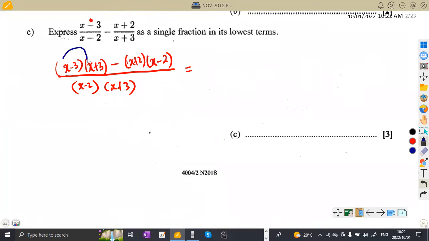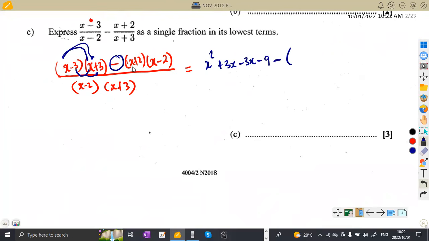So that is x by x here, which is going to give us x squared, then x by 3 here, which is going to give us plus 3x. We are done with x. We move on to minus 3 by x, that is minus 3x, minus 3 by plus 3, which is negative 9. We are done, but take note, there's a negative that is going to subtract everything.